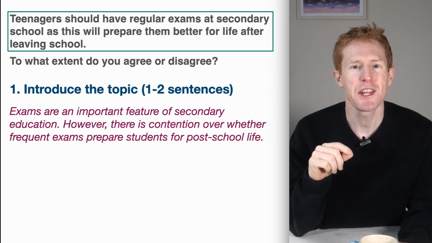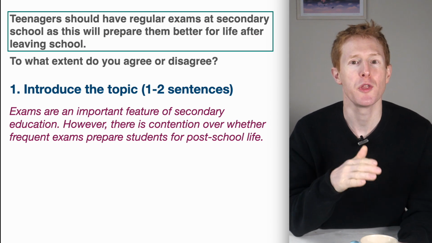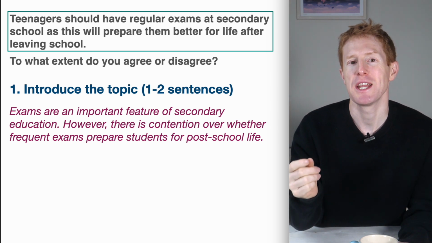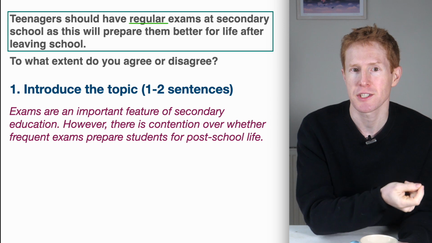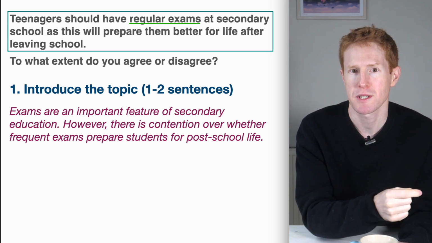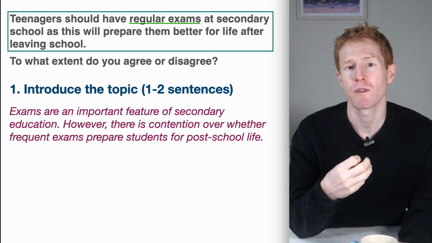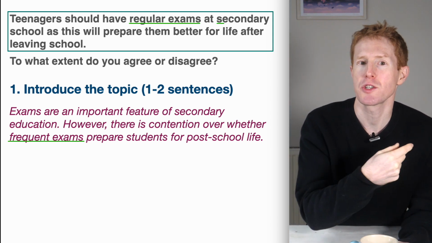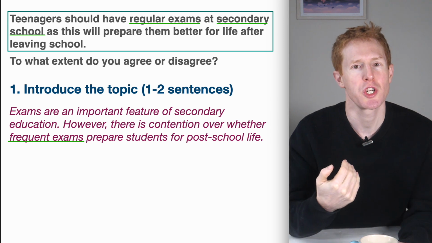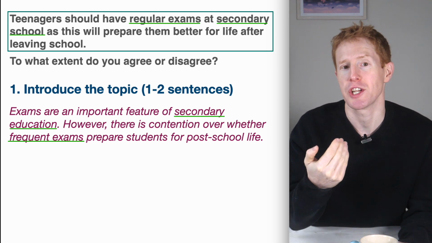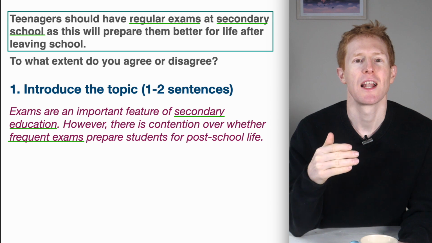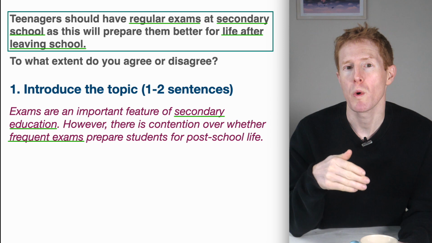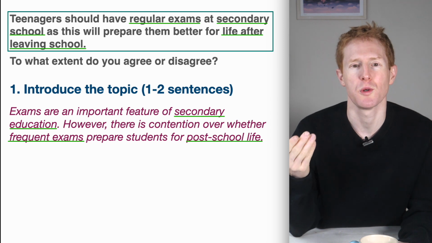Okay, now you'll see that I've used different words than those words that appear in the rubric. So, for example, in the rubric it says teenagers should have regular exams. In our introduction we write frequent exams. The rubric has secondary school. In our introduction we write secondary education. The rubric has life after leaving school. In our introduction, we write post-school life.